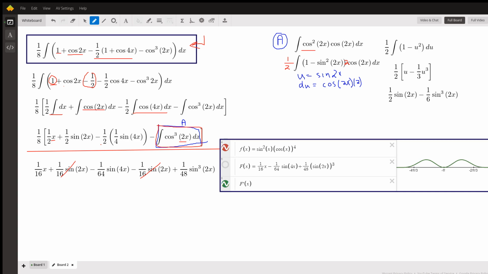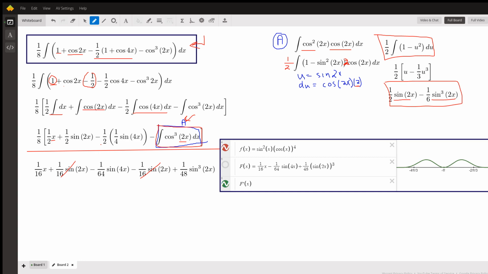Well, if we separate this into 2 factors, we can replace cosine squared with 1 minus sine squared of 2x. Let u equal sine of 2x, then du equals cosine of 2x times 2, chain rule. So we'll put a 2 here and a 1/2 out front. There's what it looks like after u substitution. And the antiderivative is u minus 1/3 u cubed. Distributing the 1/2 and replacing u with sine of 2x leads to this. So this is what we're going to replace this with right here.